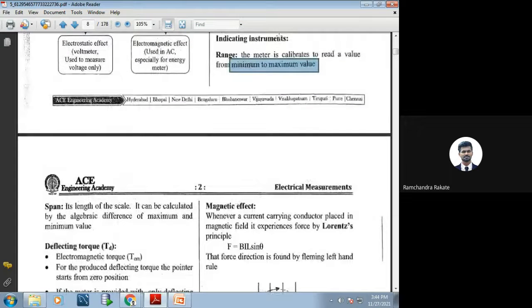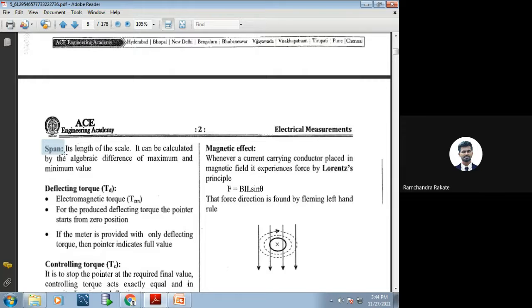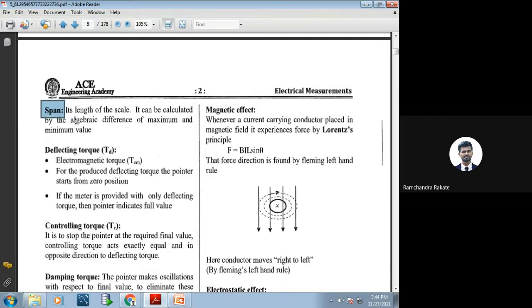That's why they say calibrated to read a value from minimum to maximum. Because sometimes, do you know the tolerance? Tolerance means some plus or minus can be acceptable, but beyond that your measuring instrument is not ready to use for the particular application. Correct? Now let us look at the main important part, which is common in our electrical measuring instruments, that is torque.